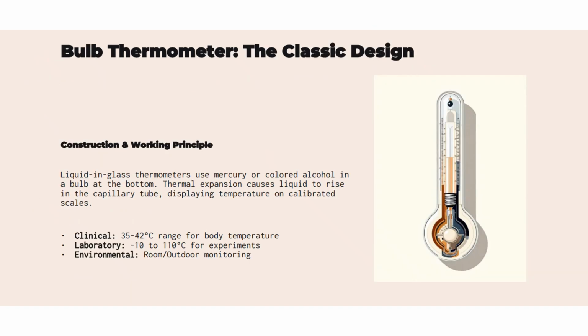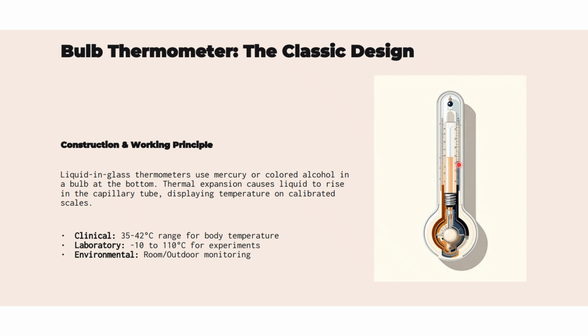And the next one is the bulb thermometer, which is a classic design. It is also called a liquid-in-glass thermometer. It contains either mercury or colored alcohol in the bulb. You can see here, this is a bulb. In the bulb we can fill either mercury or colored alcohol, and temperature is measured based on the expansion of the liquid in the capillary tube.